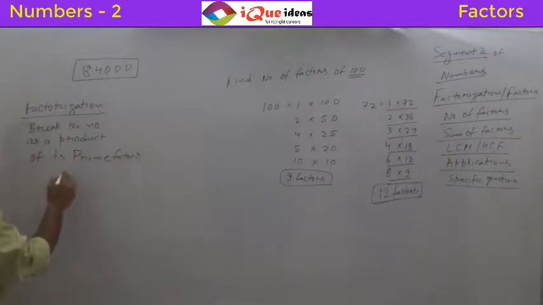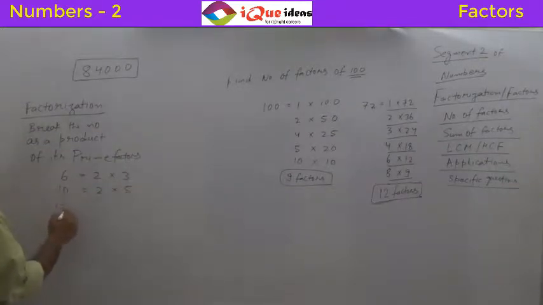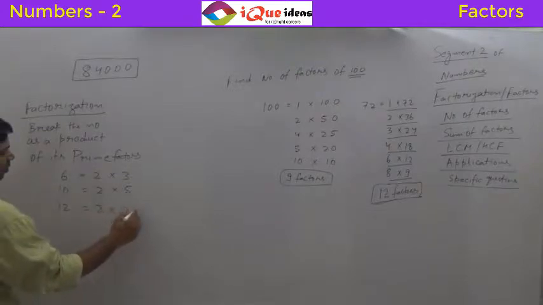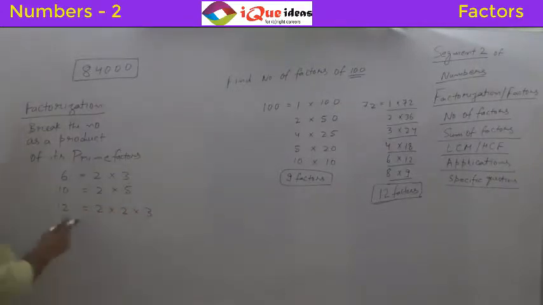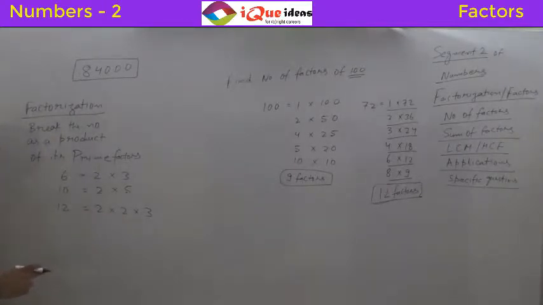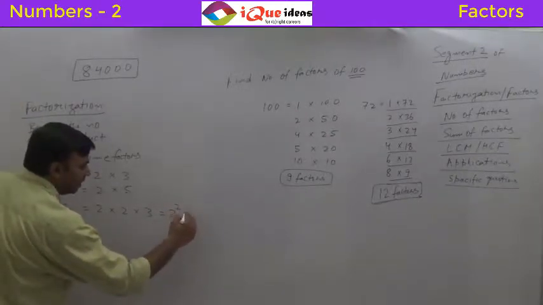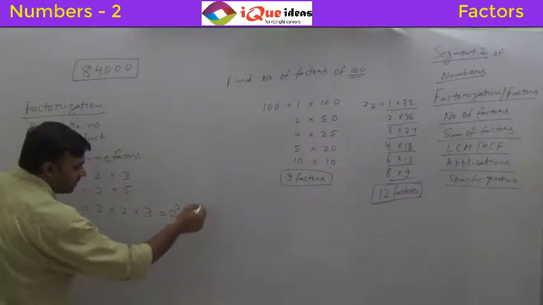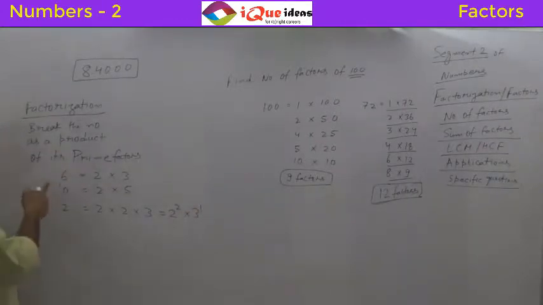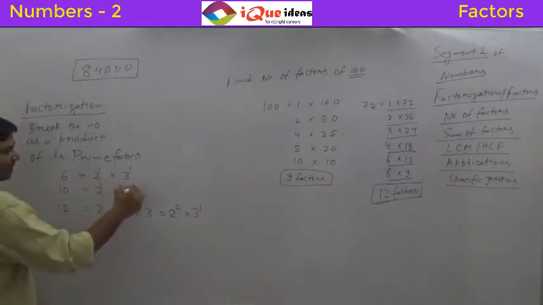Okay, so for example, if I say 6, it can be 2 into 3. If it is 10, we can break it as 2 into 5. If it is 12, it can be broken as 2 into 2 into 3. Now, one thing that we need to understand, if there is a particular prime number which is appearing more than once, then mention them as powers. For example, 2 is coming twice, so we can say it is 2 to the power 2 into 3. Now, if there is only one 3, that means it is 3 to the power 1. 6 can be written as 2 to the power 1 into 3 to the power 1. 10 can be written as 2 to the power 1 into 5 to the power 1.